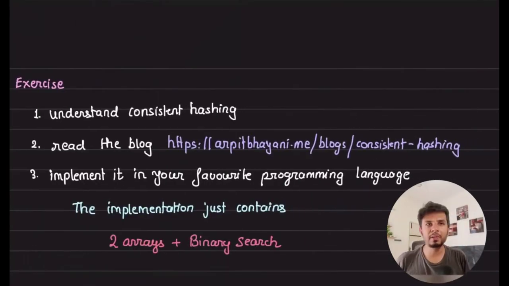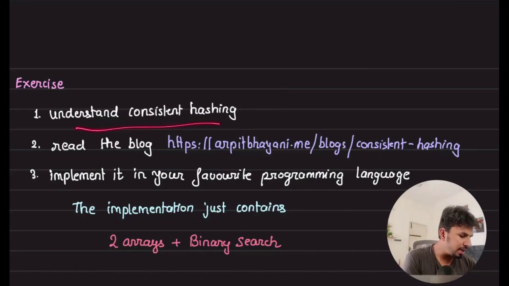Now, let's talk about implementation. First of all, whatever I discussed, go through the video one more time and understand consistent hashing in depth. Second, read the blog I posted in 2020. I wrote the implementation of consistent hashing using a simple array and binary search. It's a really simple implementation, not at all complex. So implement it in your favorite programming language, which is where you will understand when I say it's just a function call and not a service, right?